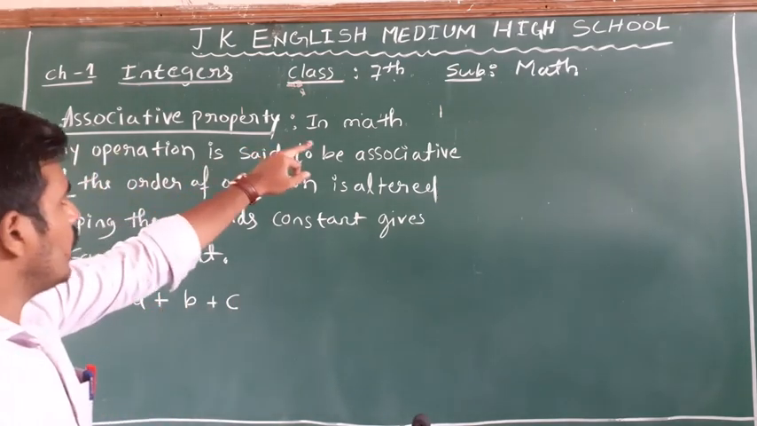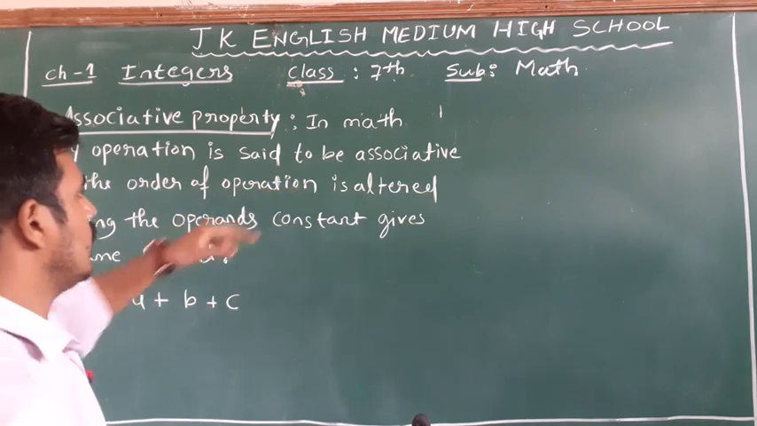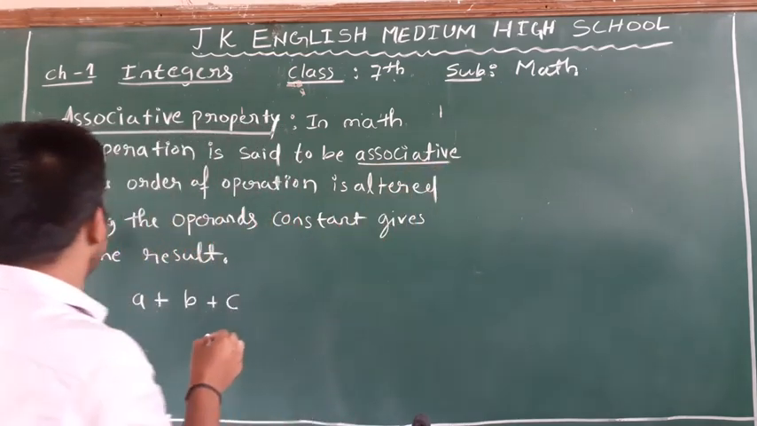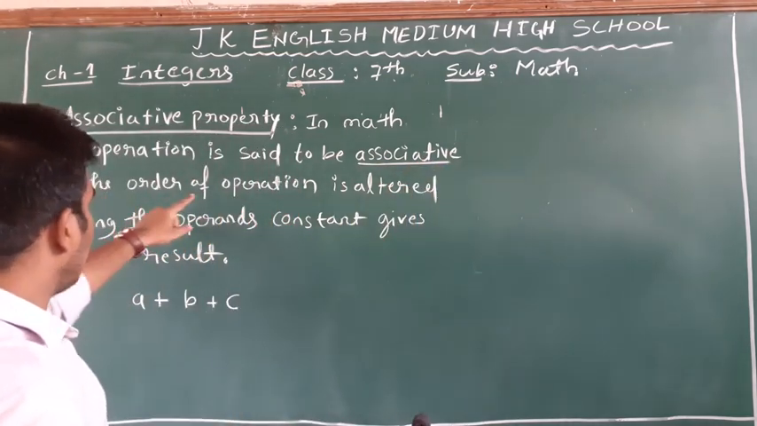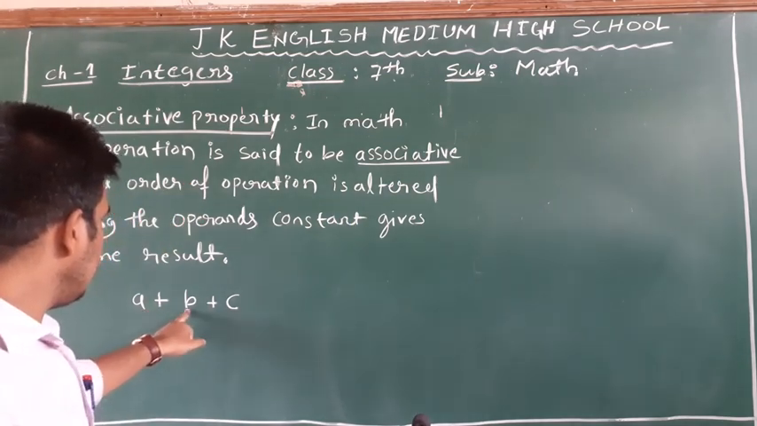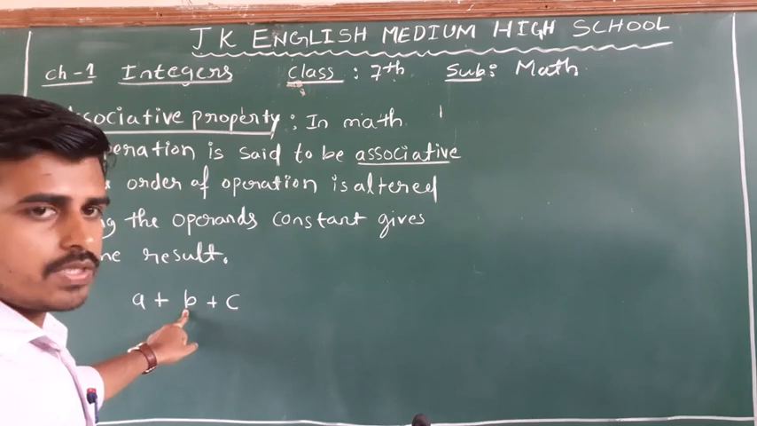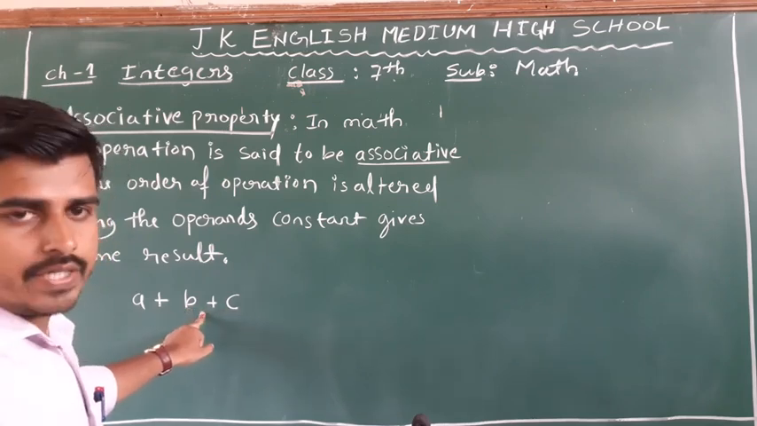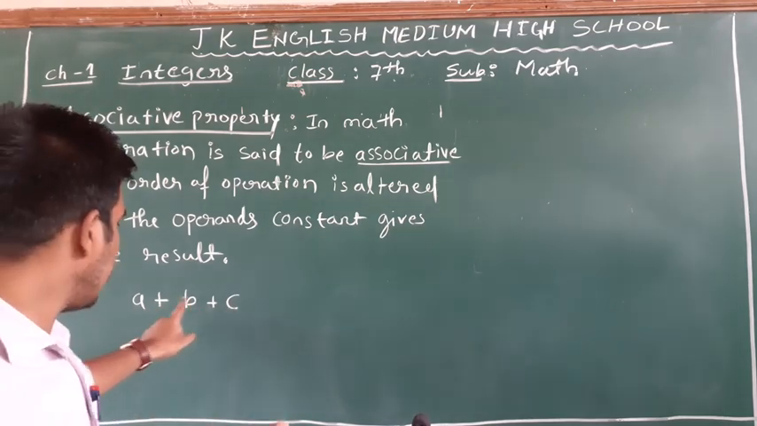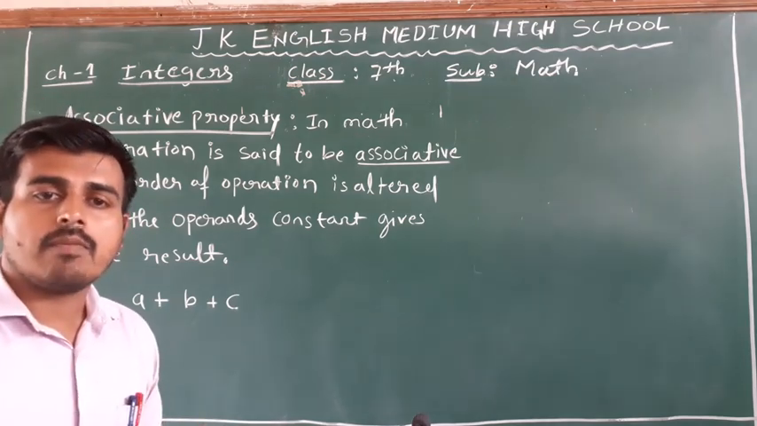Now any operation in math, that is addition is the operation, is said to be associative. To say this addition as associative, there is a condition, if the order of operation is altered. Order of operation means if you do A plus B, then if you add C, it's one order. Okay, you are adding A plus B first, then you are adding C to it, is one order. Or if you are adding B plus C first, then you are adding A to it, is a second type. Okay, it is the order how you are adding the numbers.